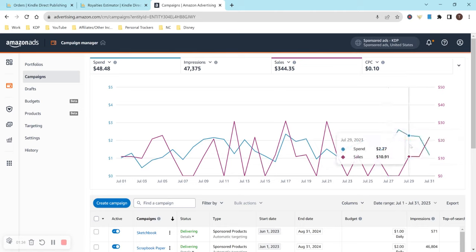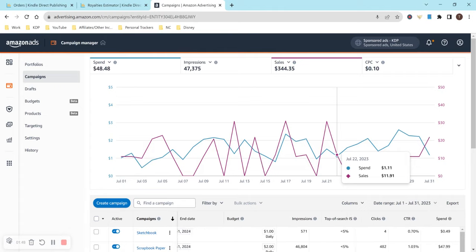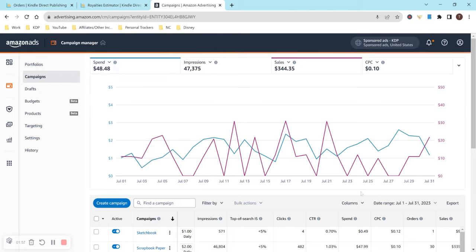And I have both of the actual cost per click pretty low. I have my budget set to, I think, 11 cents or 12 cents or something like that. I did up the scrapbook paper one by a penny or two to try and get more of that budget used, and it definitely did work because this is up to $48.48, so I think that is helping.